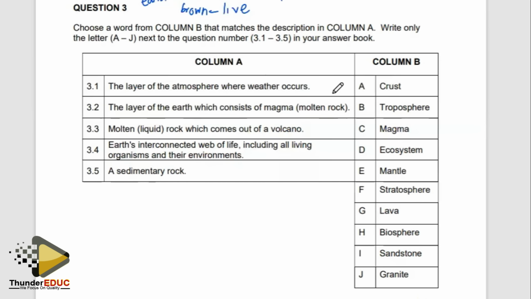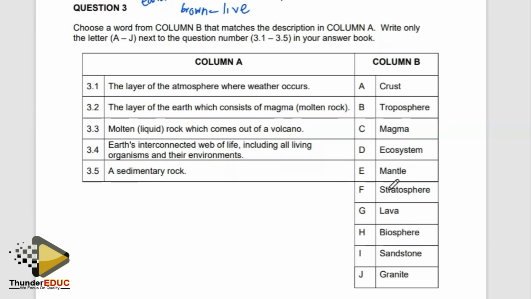Right. Before you write anything, you go on to check on these, because we have the answers 1, 2, 3, 4, 5, 6, 7, 8, 9, 10. You need to know which is which. For example, 3.1, the layer of the atmosphere where weather occurs. If you check on the structure of the atmosphere, you pick the words that have something to do with the atmosphere. Crust, you know, it's talking about the lithosphere. Then troposphere, yes, it is the layer that is found in the atmosphere. Magma is nothing to do with atmosphere.